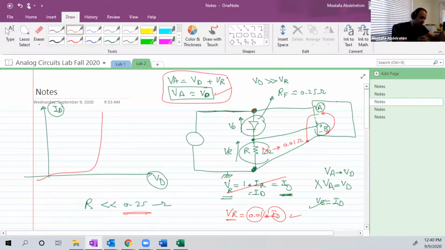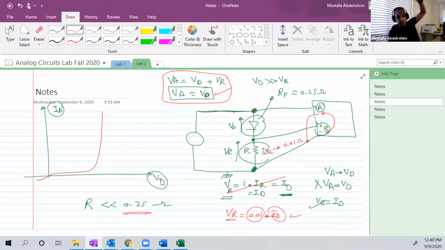But the serious one was this problem here, that A should measure the voltage from the diode point here until.